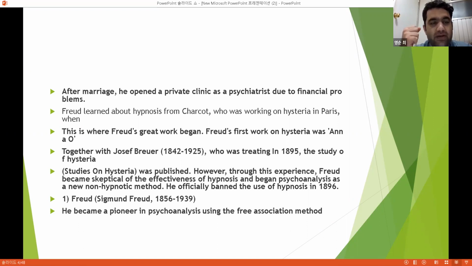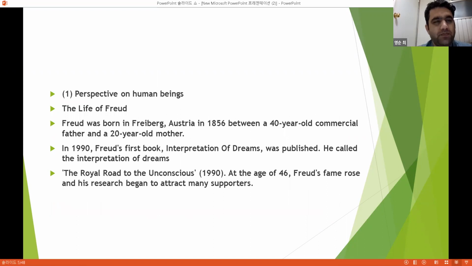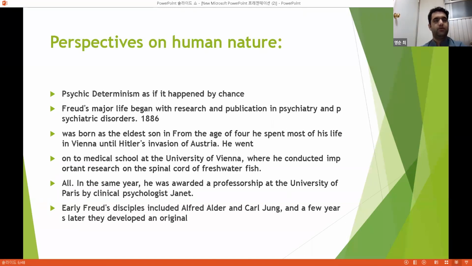However, through this experience, Freud became skeptical of the effectiveness of hypnosis, and he began psychoanalysis. He was analyzing the psychology of people with a new non-hypnotic method, and he officially banned the use of hypnosis in 1895. Sigmund Freud, this was his time period, and he became a pioneer in psychoanalysis using free association, as we said before. This perspective on human nature, like determinism, as we spoke about before, he paid much more attention to psychoanalysis, and based on his research, he banned the use of hypnosis.